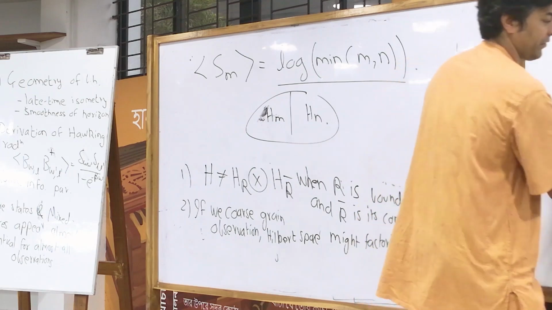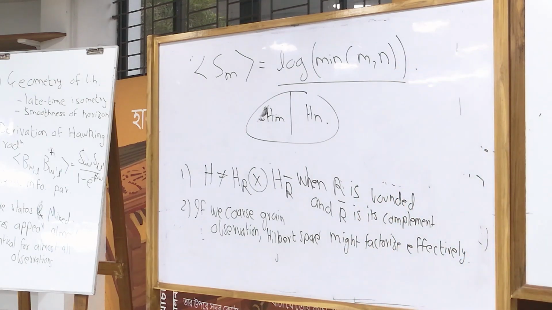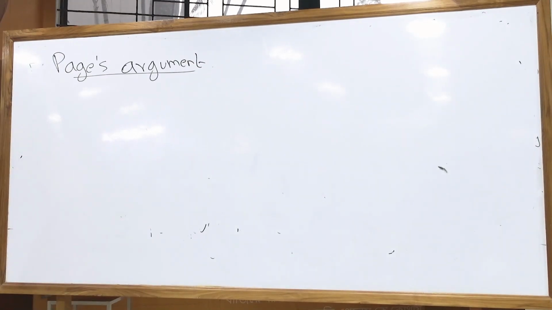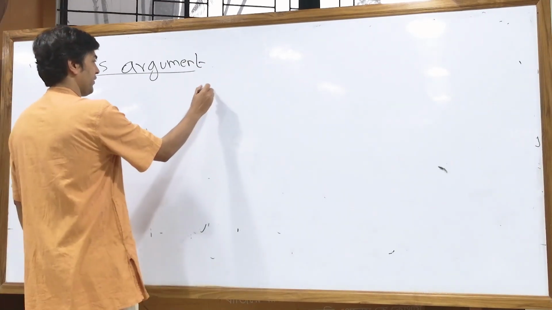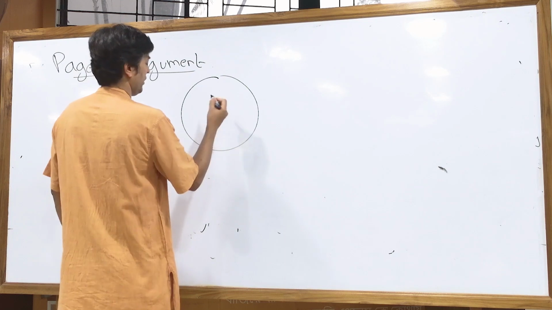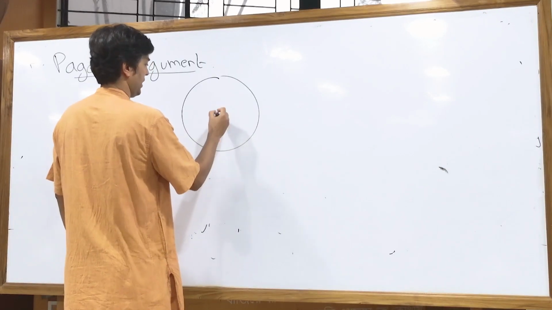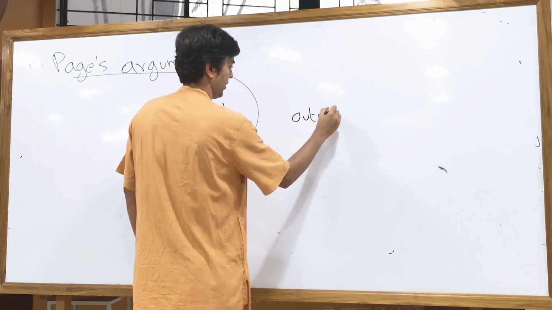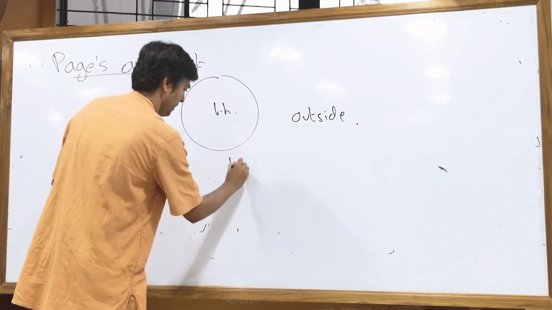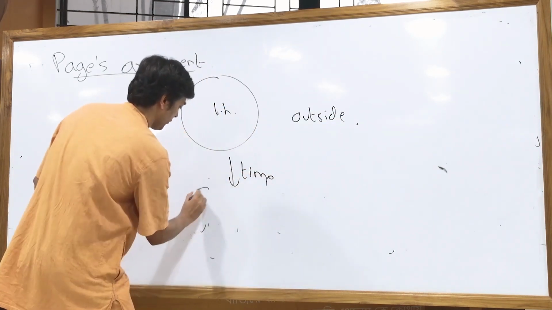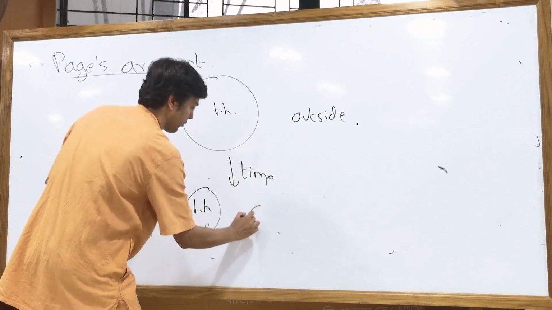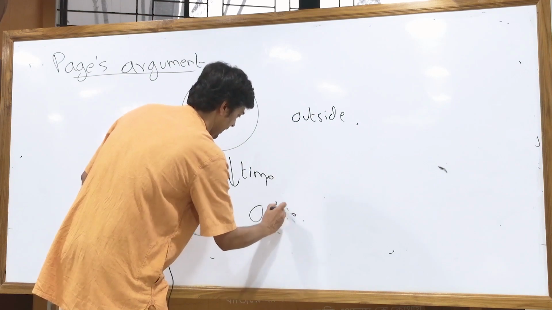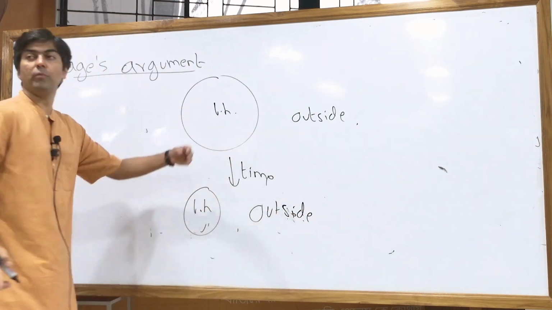Okay, and how did Page apply the result to black holes? What Page said was, Page's argument was the following. Okay, think of a black hole. It starts off as a big black hole. So let's call this region black hole, this region outside. After some time, the black hole becomes small. Outside now has much more matter.